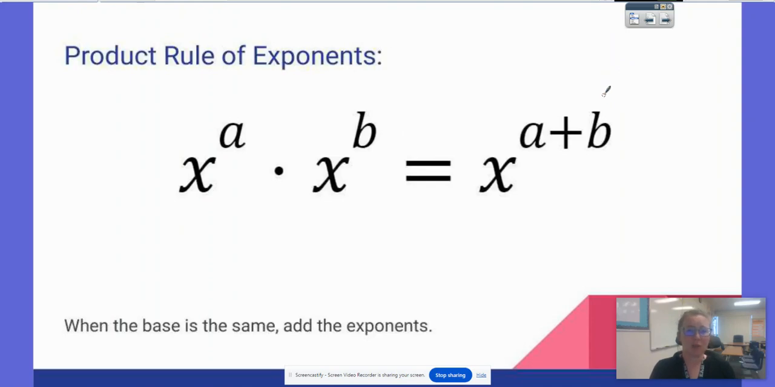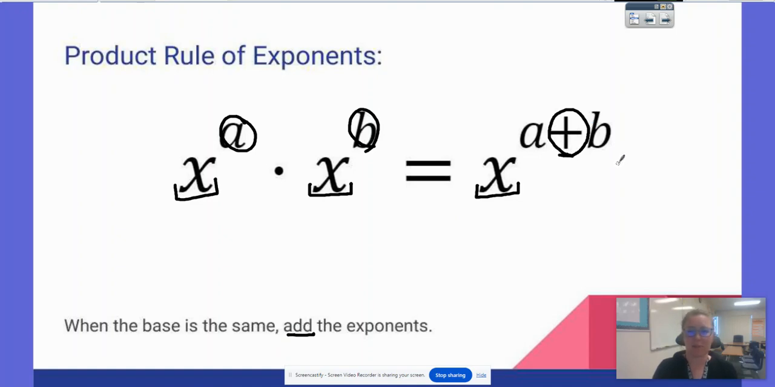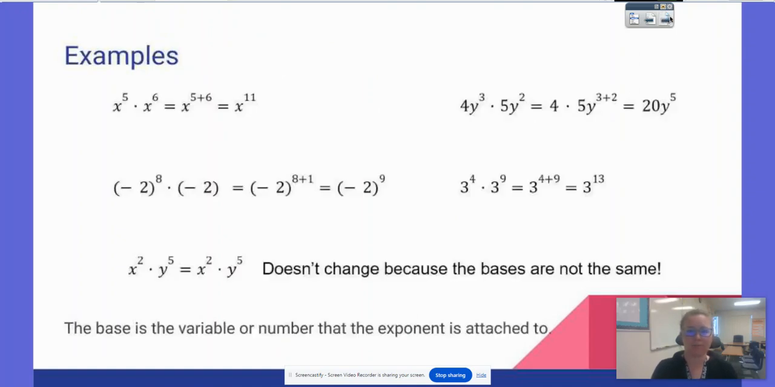So here's our product rule of exponents. Whatever our base is, in this case an x, to the power of our exponent, times the same base. It could be the same exponent, it could be different, as long as those bases are the same. So here I have it at the bottom: when the base is the same, add the exponents. So here's our exponent rule.